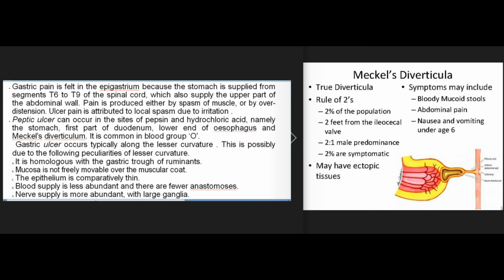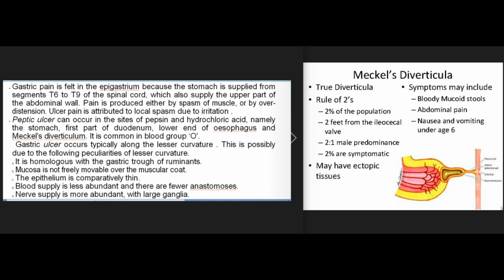Peptic ulcer can occur in the sites of pepsin and hydrochloric acid, namely the stomach, the first part of the duodenum, the lower end of the esophagus, and Meckel's diverticulum. It is common in blood group O. Gastric ulcer occurs typically along the lesser curvature. This is possibly due to the following peculiarities of the lesser curvature.